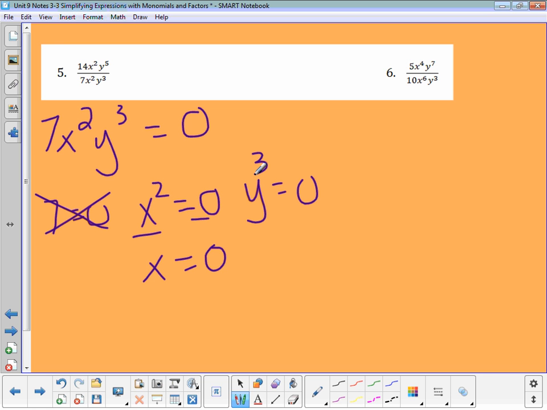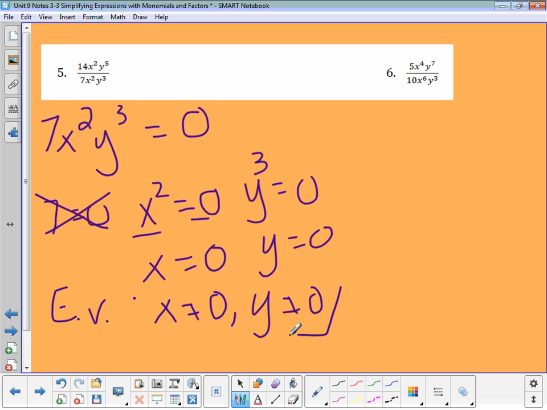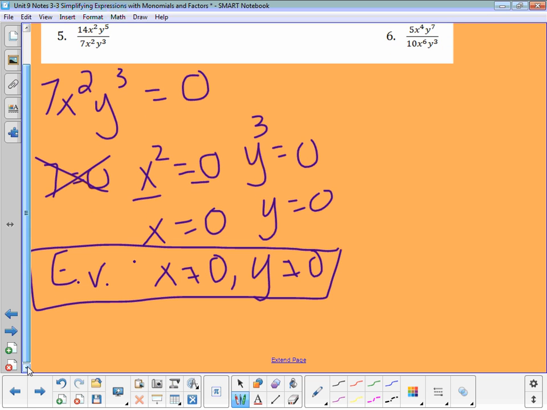And when is y cubed equal to 0? Well, only when y is equal to 0. So for this one, my excluded values are that x cannot be 0 and y cannot be 0. Now remember, for those excluded values, we strike out the 0 because we want to figure out when it is equal to 0 and say, hey, we're not going to count those anymore because they're getting in the way.